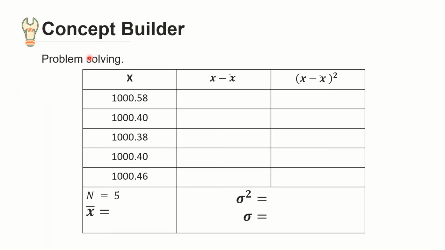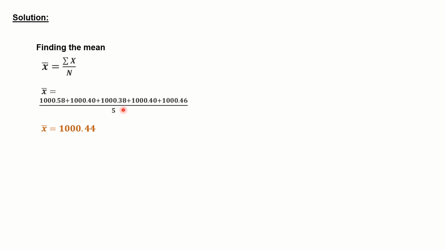So our x are these. These are our measured values. We have 5 measured values. So we need to get the summation of these and divide it by 5, or we get the average of the measured values of all the observed data. So to get the mean, 1,000.58 plus and so on until 1,000.46 divided by 5. So our mean is 1,000.44.